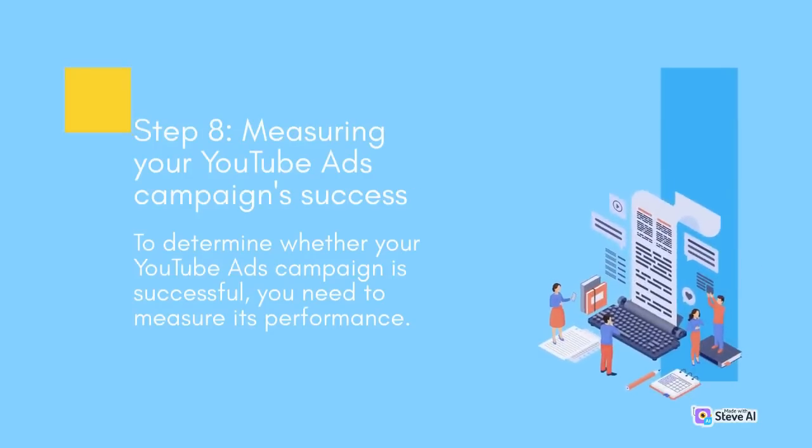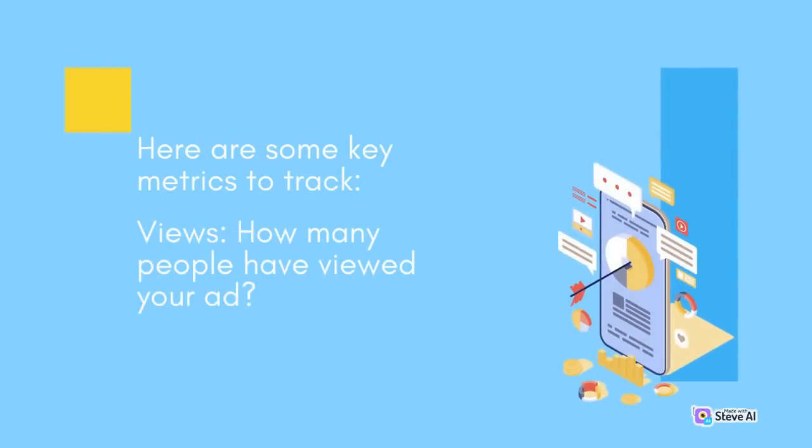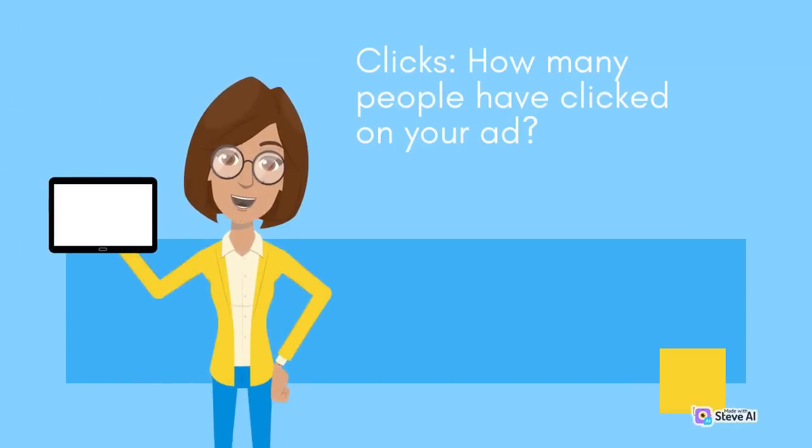Step 8. Measuring your YouTube Ads campaign success. To determine whether your YouTube Ads campaign is successful, you need to measure its performance. Here are some key metrics to track. Views, how many people have viewed your ad? Clicks, how many people have clicked on your ad?